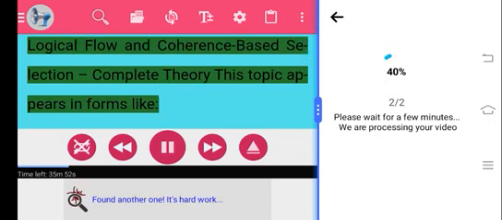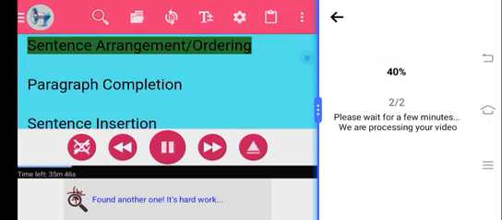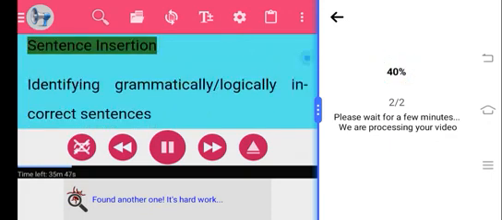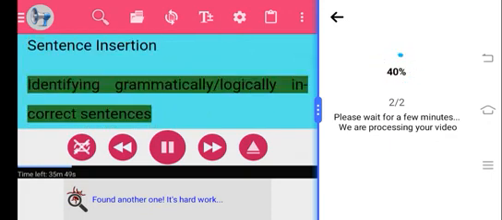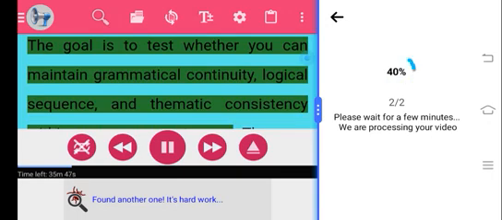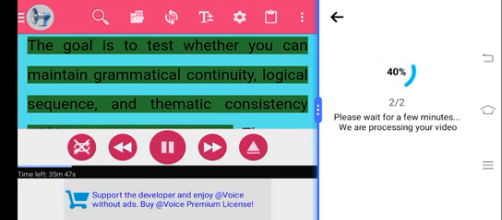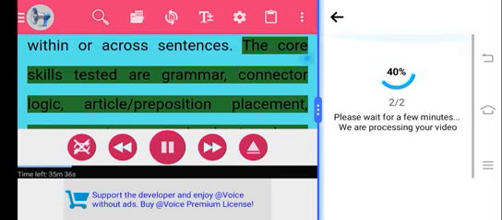Logical flow and coherence-based selection. Complete theory. This topic appears in forms like sentence arrangement, ordering, paragraph completion, sentence insertion, identifying grammatically or logically incorrect sentences. The goal is to test whether you can maintain grammatical continuity, logical sequence, and thematic consistency within or across sentences. The core skills tested are grammar, connector logic, article and preposition placement, tense consistency, and cohesive phrasing.